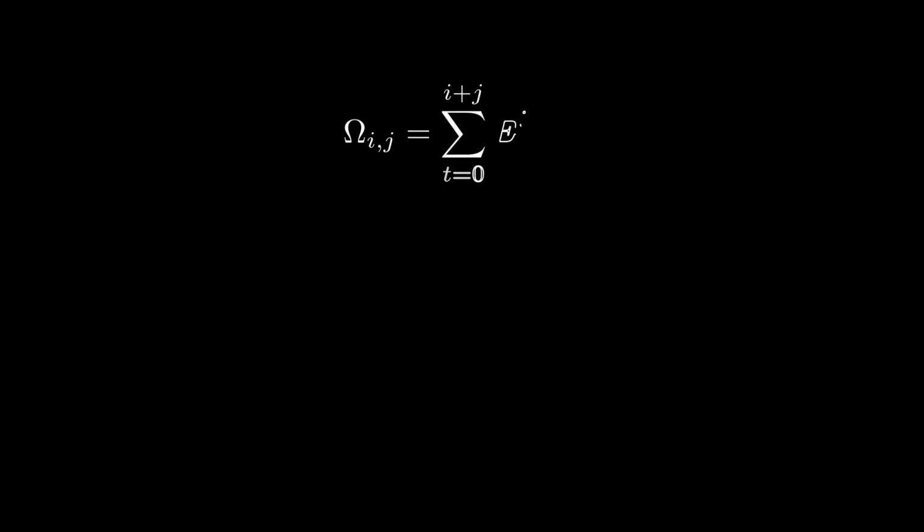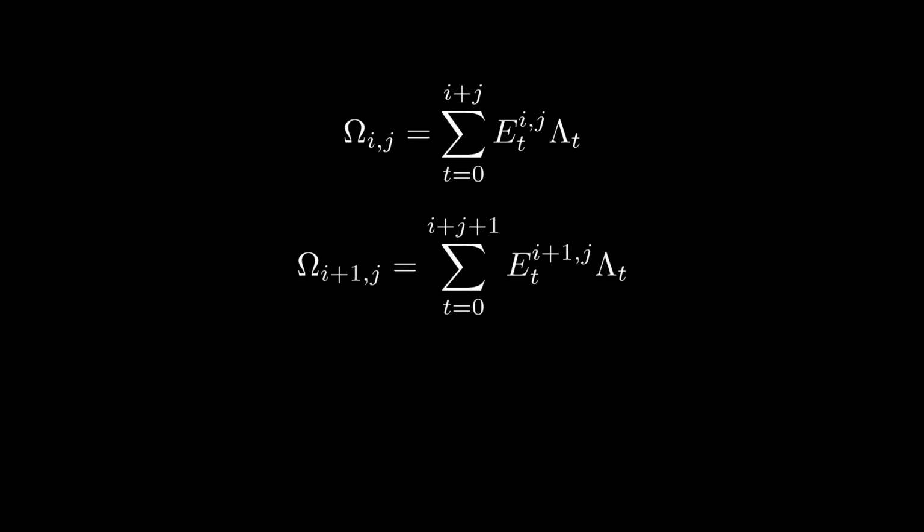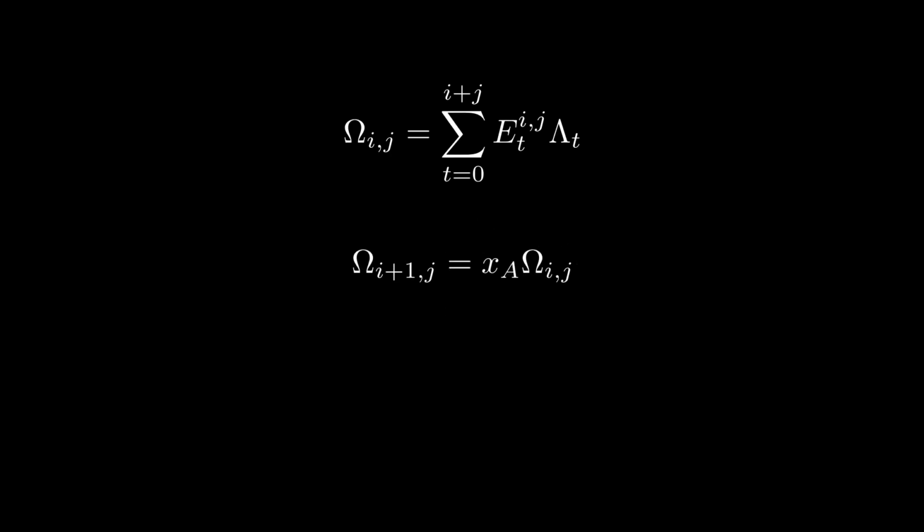Now we just need to figure out how to actually calculate the expansion coefficients. Our method of choice is again induction. We will try to see how the case with i plus 1 relates to the case with i. A similar approach can be taken with j, which I will skip. Let's see. Omega_{i+1,j} is just omega_{ij} multiplied with x_A, the x-coordinate associated with Gaussian A.